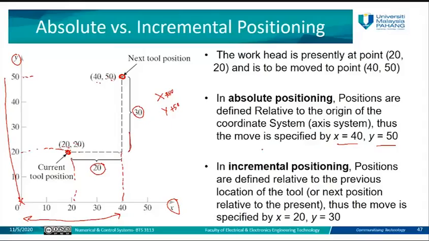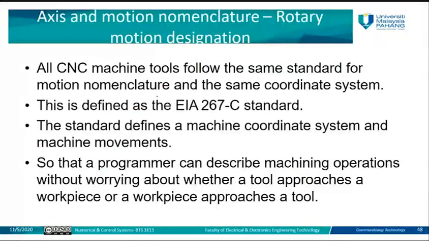So for that, the coordinates in the case of the incremental will be x equal to 20, y equal to 30. It's not x equal to 40, y equal to 50, like in the first case when we talk about the absolute coordinates. So this is the main difference between the two types of configuration for the positioning system in the CNC machines. Okay. So if it's okay, let's move to the next step here.